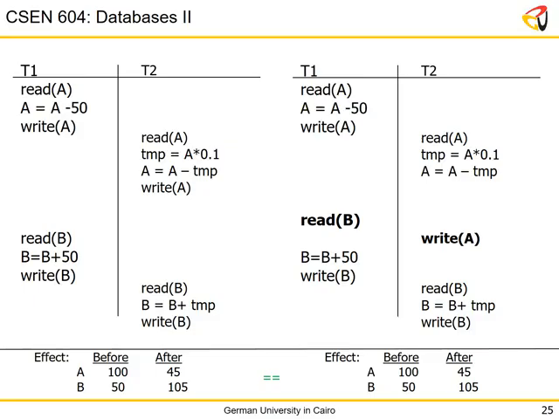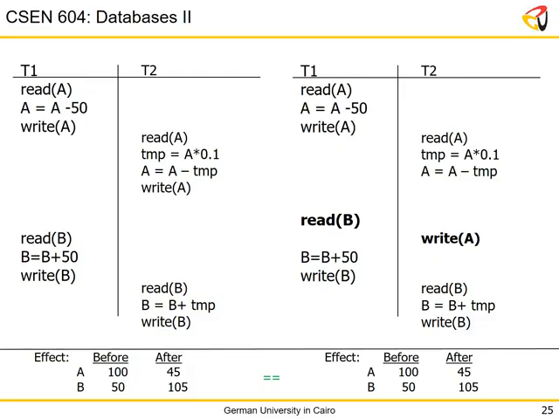subtract the 10% from A, context switch happens, I read B, context switch happens, I write A, because now I'm running T2, context switch happens again, I add 50 to B, write B, context switch happens one more time, I read B, context switch now to T2, I read B, and I execute B equal to B plus temp, and then I write B.